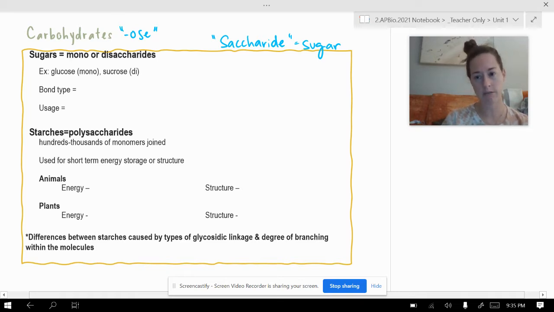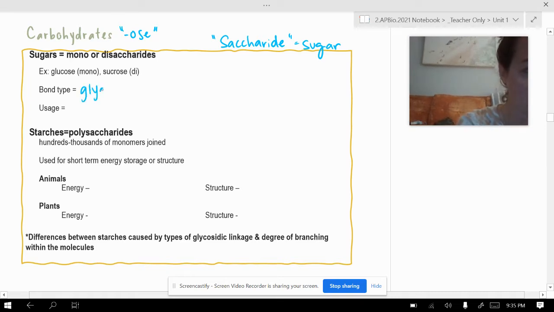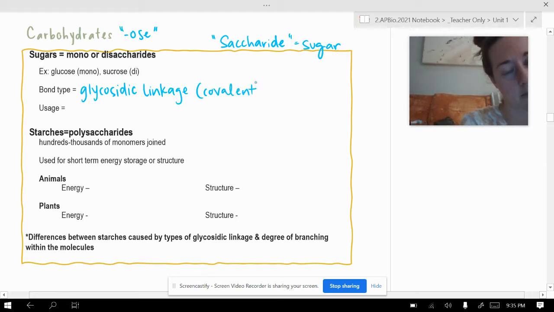Mono means one, like we talked about in the last video. Di means two. So if you have a disaccharide like sucrose, that's actually just two glucoses that are bonded together. They would have got bonded together using dehydration synthesis. And once you have two carbs that are bonded together, it's called a glycosidic linkage, which is a covalent bond. So it's strong.